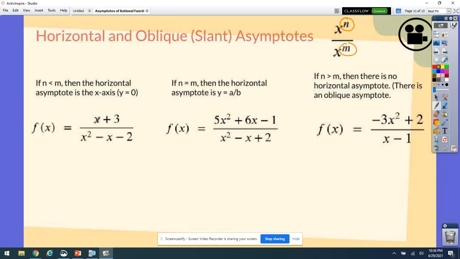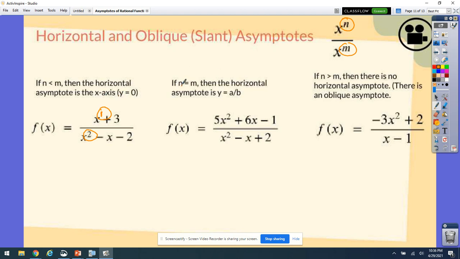So in other words, I'm going to look at the degree of this top function, and it looks like inside this spot I have a 1. I look at my highest exponent here, and I also see that this one is a 2. So when my numerator exponent is less than my denominator exponent, then the horizontal asymptote is always going to be at the x-axis, or where y equals 0.